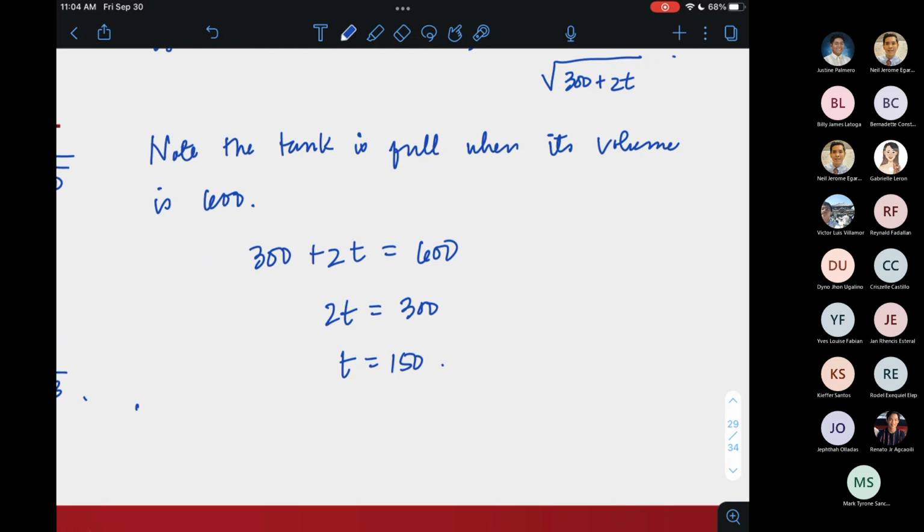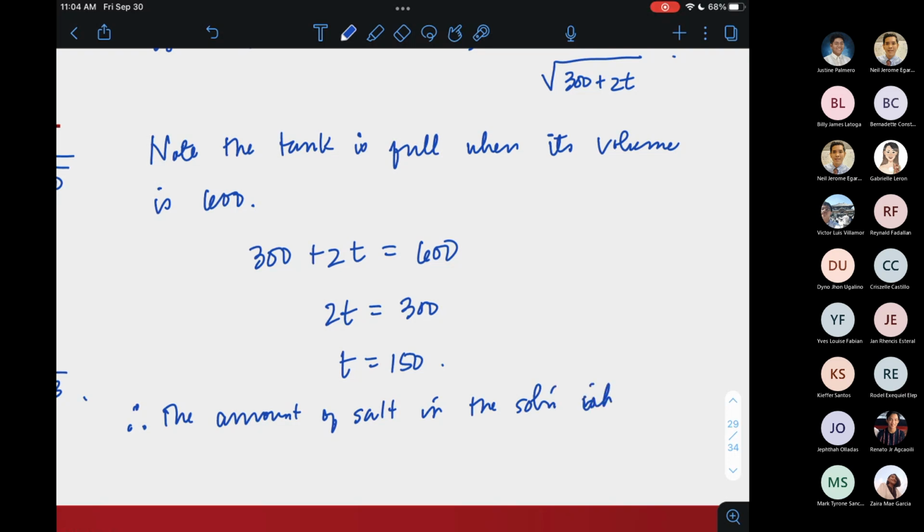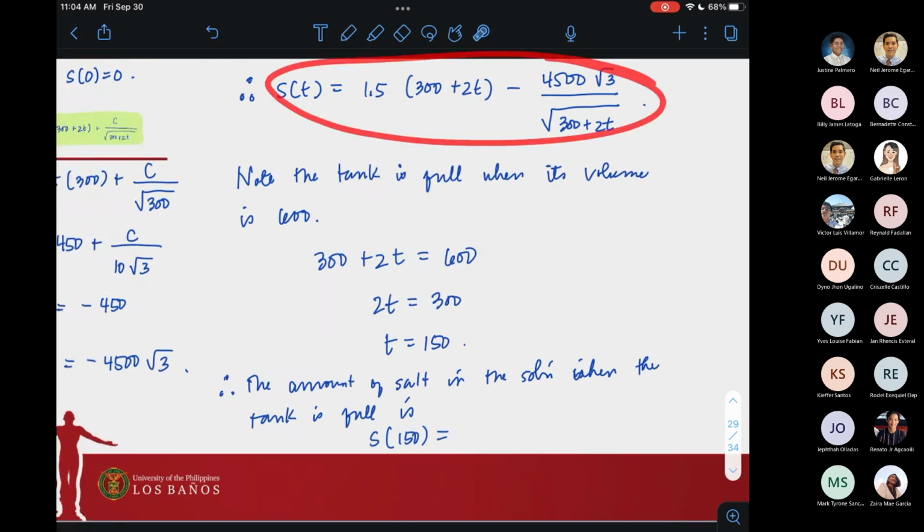All right? So therefore, the amount of salt in the solution when the tank is full is S of 150, right? Tapos dun sa ating S, which is this guy, i-plug in nyo lamang yung T equals 150, all right? And if you do so, I guess you will get something around 582 pounds.